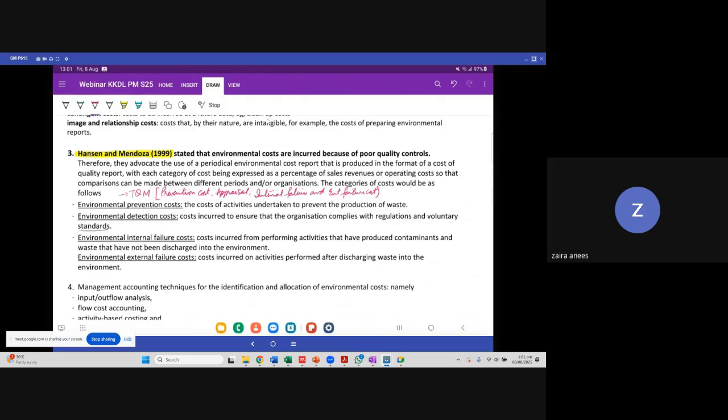So environmental prevention cost means what? Prevention cost means all the costs which are necessary to prevent the losses from happening. Like you are trying to use a machinery which is not producing wastage, you are trying to use a material which is good enough, not producing the wastage. You are trying to have those systems in place which will reduce the wastage production. So the cost of activities undertaken to prevent the production of wastage is basically the prevention cost. This should be done by every company, right?